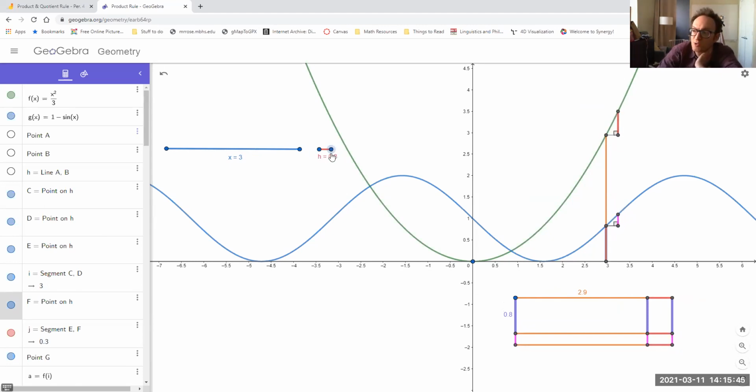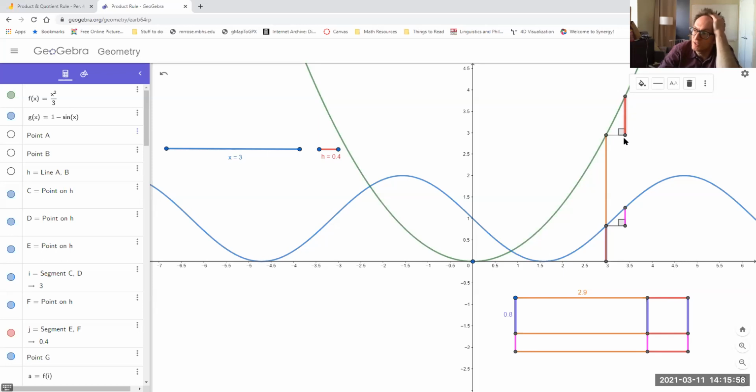And I can drag h around. H is what's being changed over here. It's this little bit, right? It's this little delta x. And so the red segment here is the change in the green function given some infinitesimal amount of time. So it's basically the derivative of the green function. And that's been copied over here.